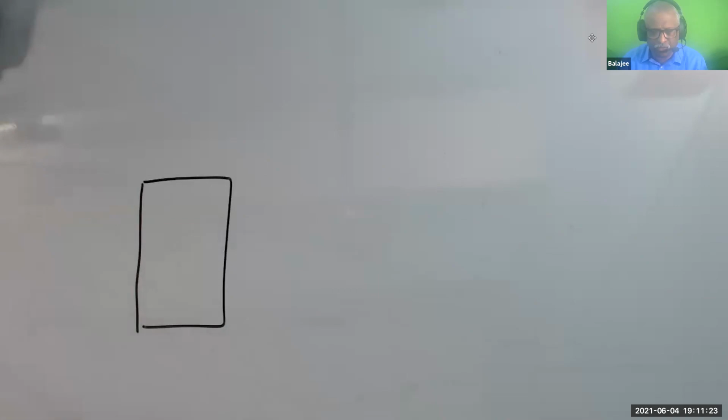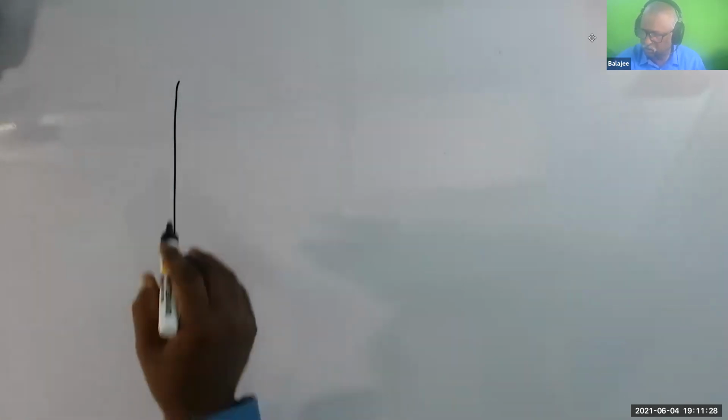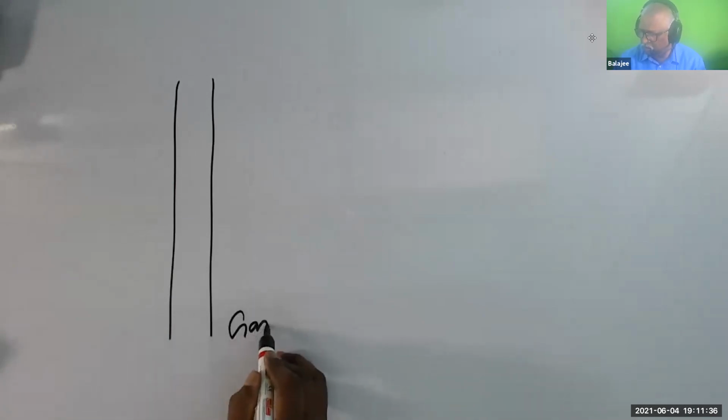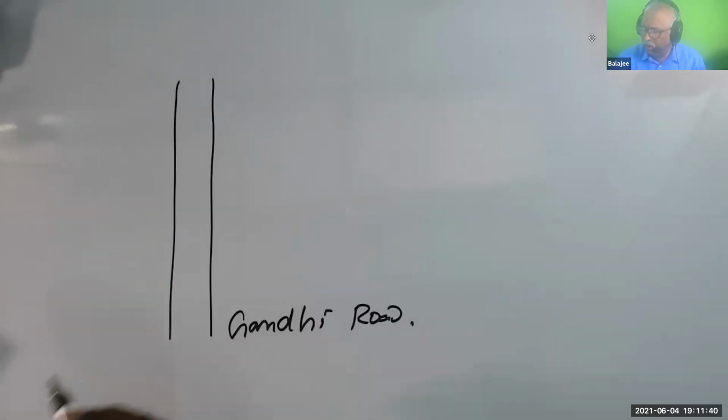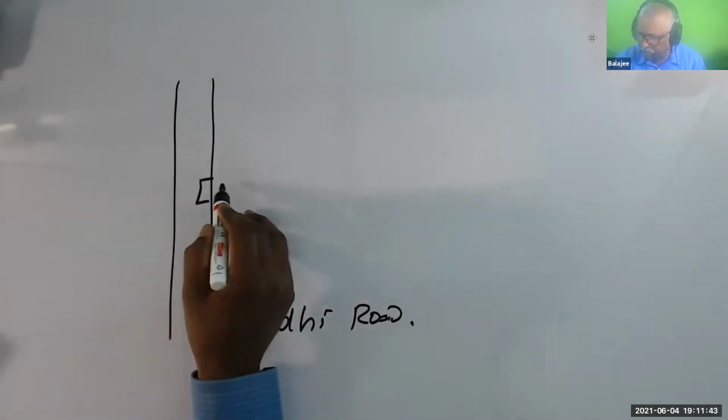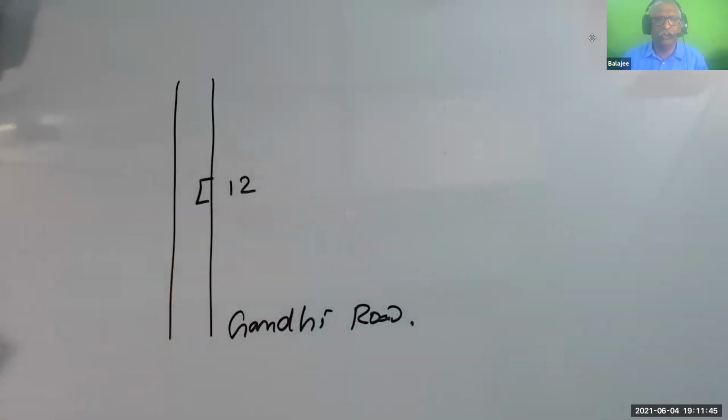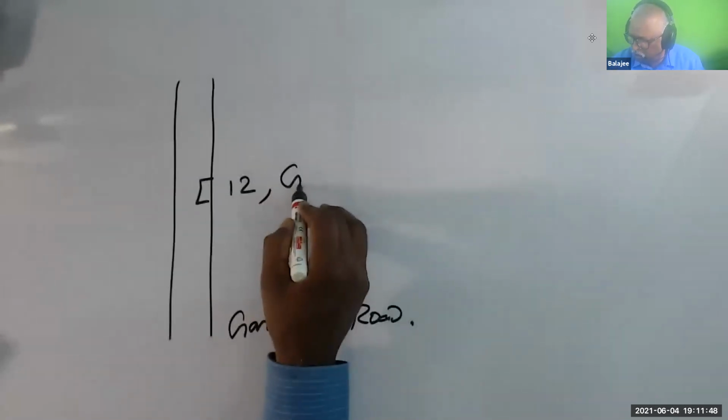It's another very simple concept. Don't worry about it. This is a very simple concept. Let us assume that this is my road, called Gandhi Road. I live in a house. My house number is 12. So you can say number 12, Gandhi Road.